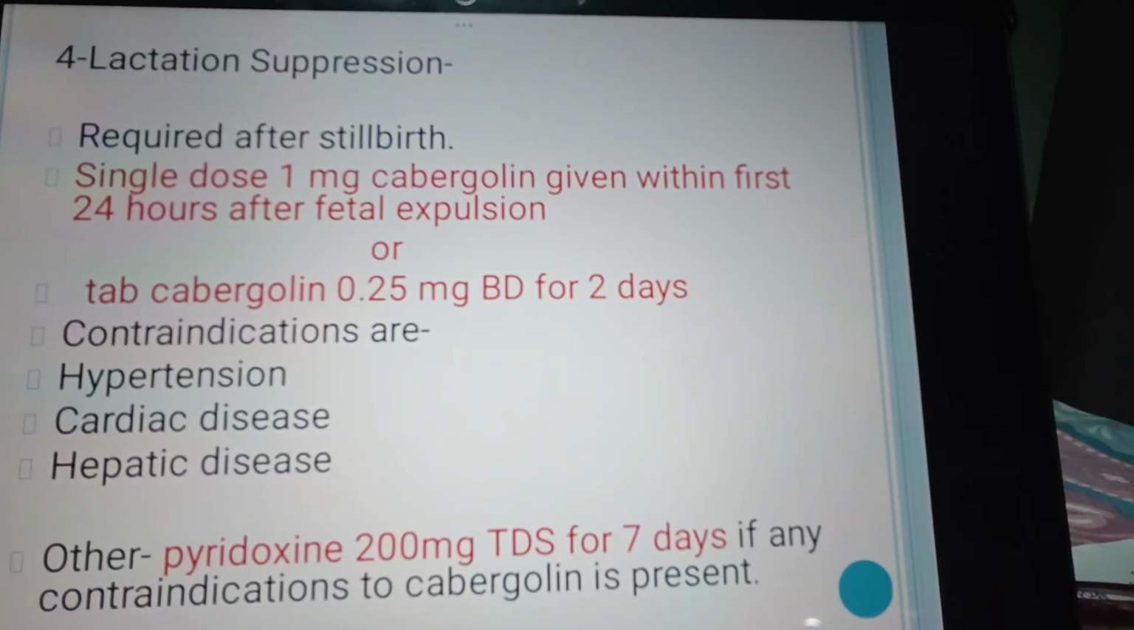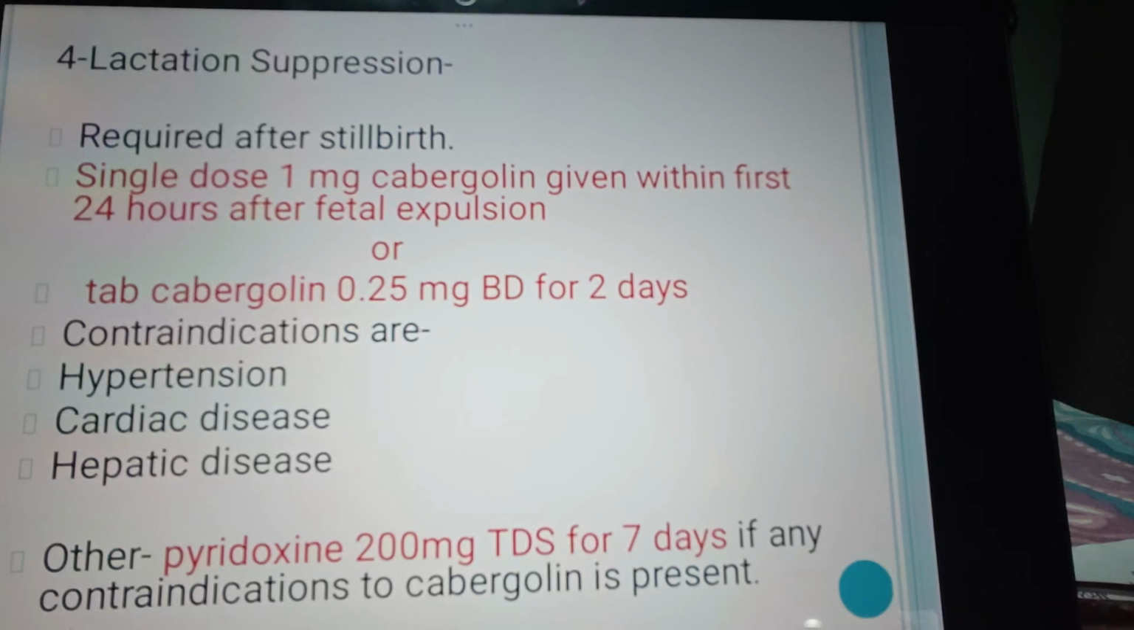So if there is a mother whose baby has died, means there is history of intrauterine death or stillbirth, and the breast milk is getting secreted in very large amount, causing breast engorgement, then what do we have to advise? We have to advise a breast milk suppressant, such as cabergoline or bromocriptine. Cabergoline is preferred if breast milk suppression is required after stillbirth. We can give a single dose of 1 milligram cabergoline in the first 24 hours after fetus expulsion.